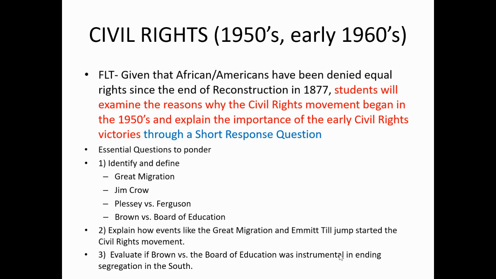Make sure you can identify and define Great Migration, Jim Crow, Plessy versus Ferguson, and Brown versus the Board of Education. Also, make sure you can explain how events like the Great Migration and Emmett Till jump-started the civil rights movement, and evaluate if Brown versus the Board of Education was instrumental in ending segregation in the South. Okay?